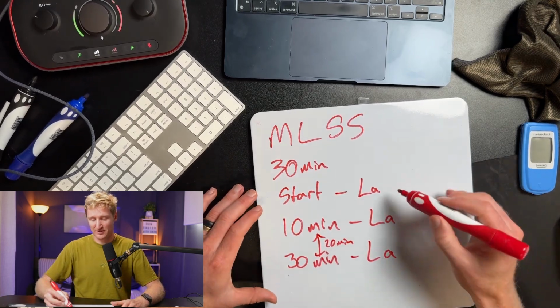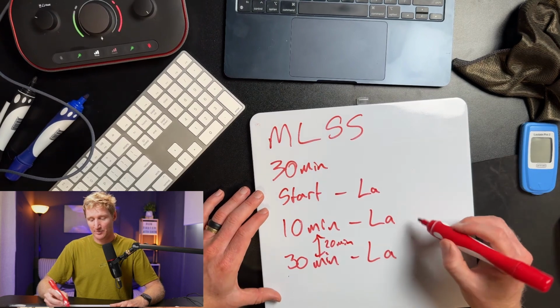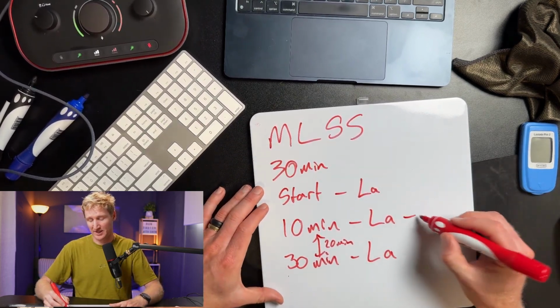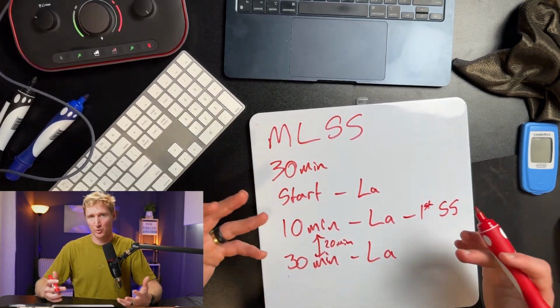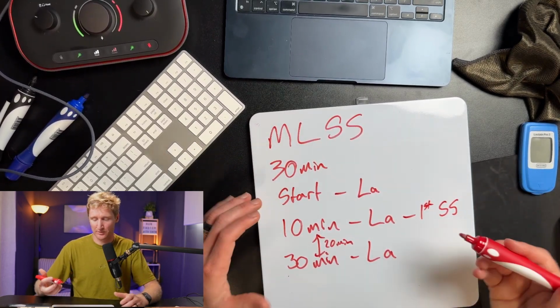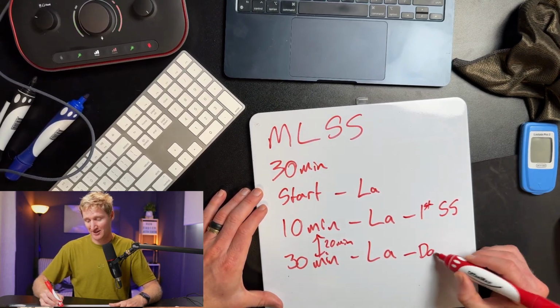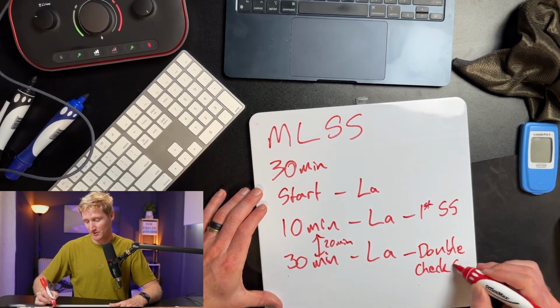And the reason we do this is the start's really just a double check. 10 minutes is to get the first initial steady state reading. So that is first point of steady state. And then after 20 minutes, we want to ensure that we are still in a steady state. So this is like the double check of a steady state.